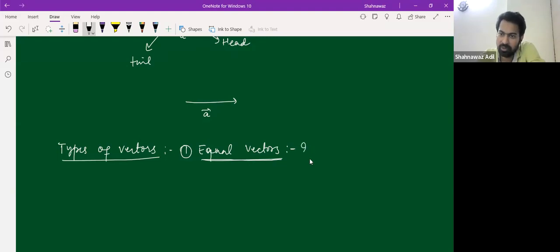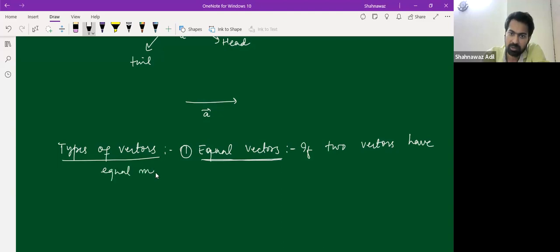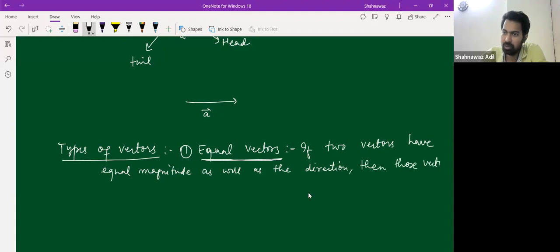So if two vectors have equal magnitude as well as the same direction, then those vectors are said to be equal vectors.